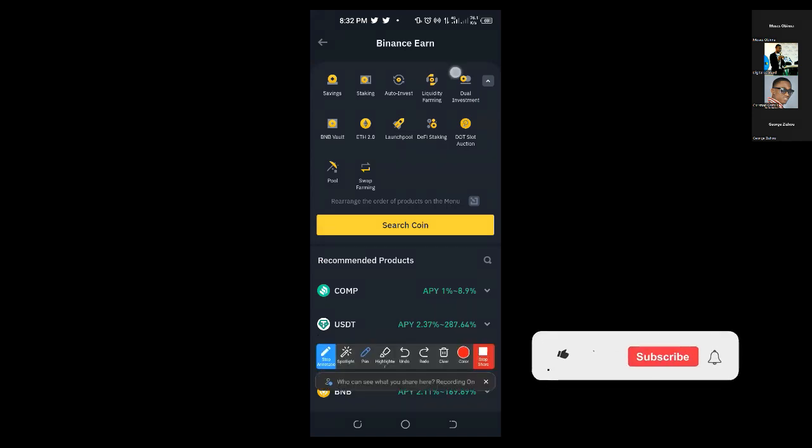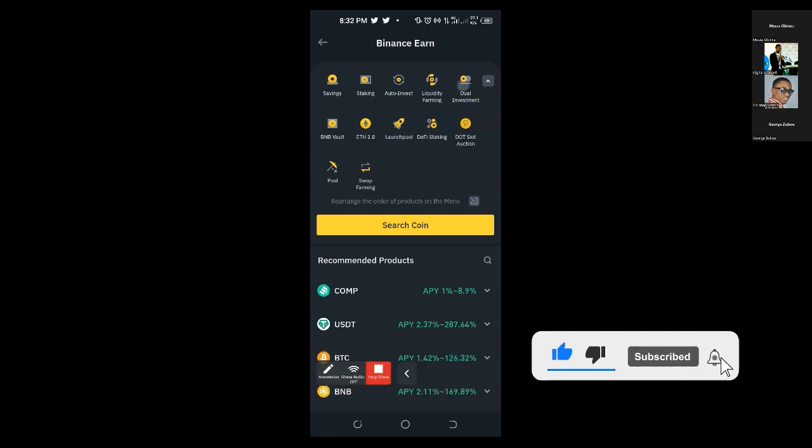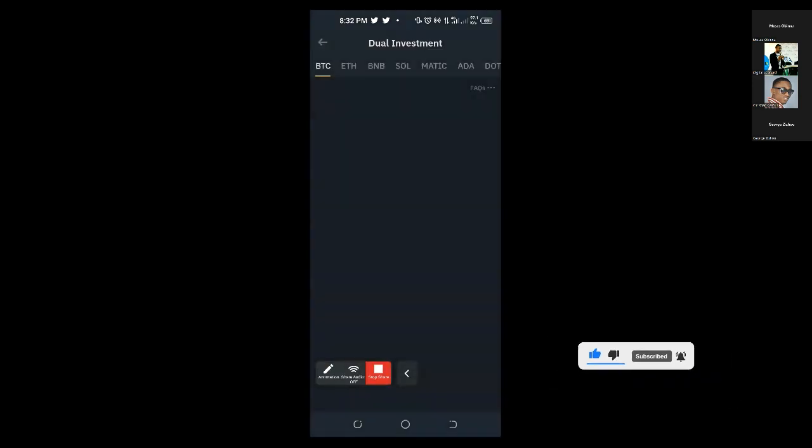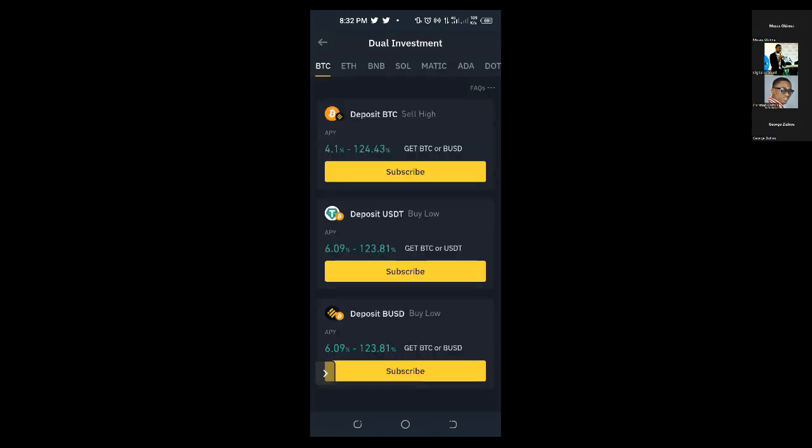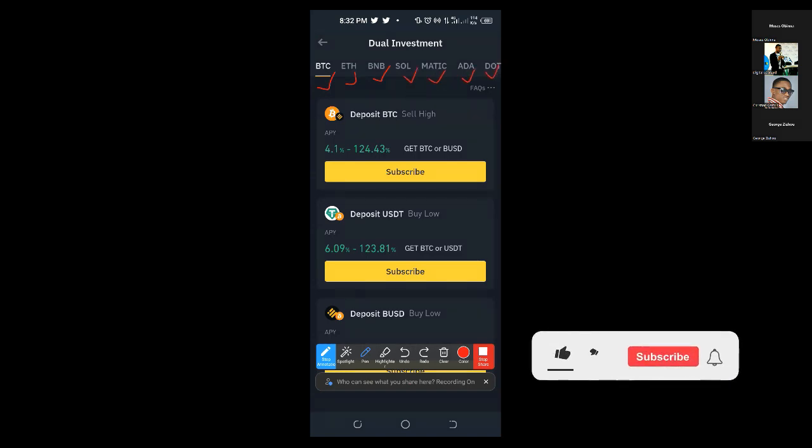So what I will do is click on the dual investment option. If I click on it, it brings us to this interface, and you can invest in multiple coins like Bitcoin, Ethereum, BNB, Solana, Matic, ADA, DOT, and it goes on like that.